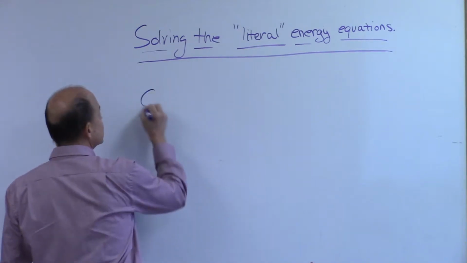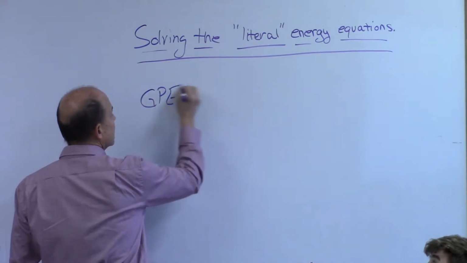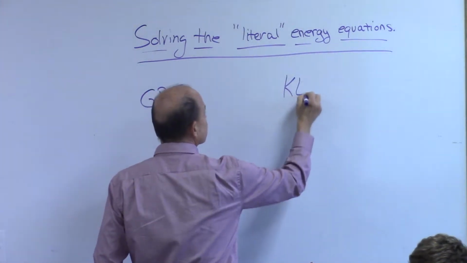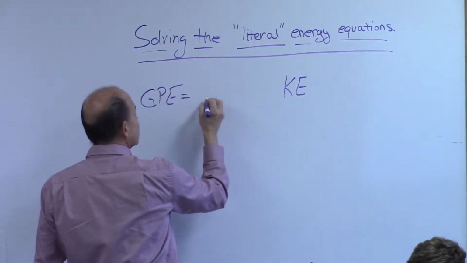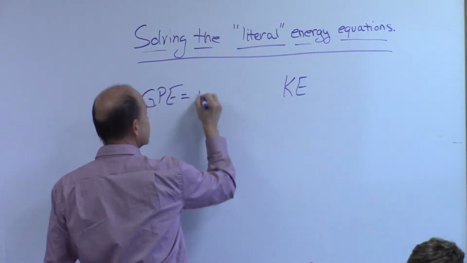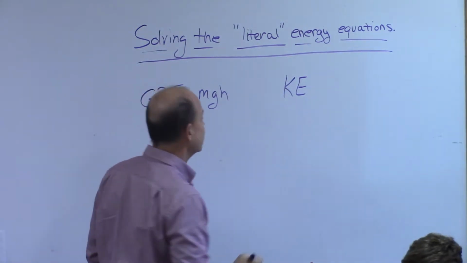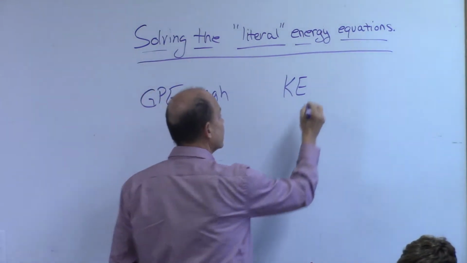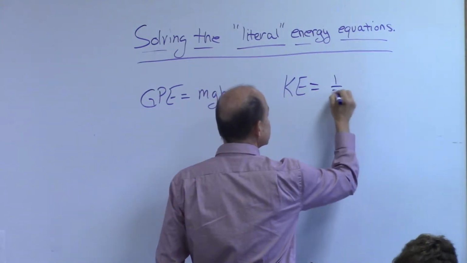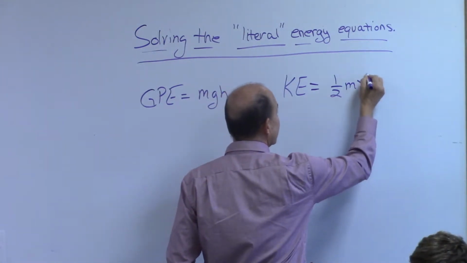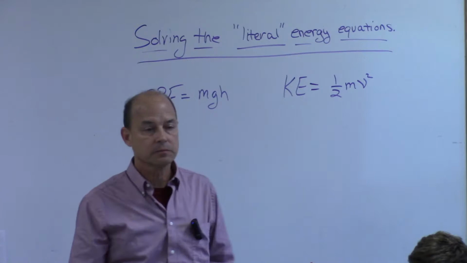The energy equations, GPE and kinetic energy. Gravitational potential energy is equal to the mass times the acceleration of gravity times the height of the object above the reference surface. And the kinetic energy is equal to 1/2 times the mass times the velocity of that object squared.